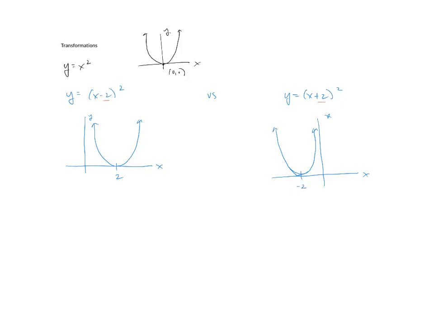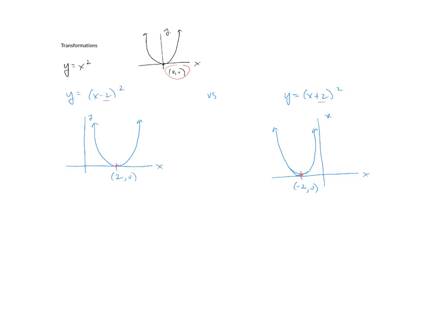Now, that might seem backwards, but you have to remember that when you do these types of problems, when you transform them, the point that you finish with, if we started at 0, 0 and after the transformation, the point that we finish with should be a point that is satisfied in the equation.